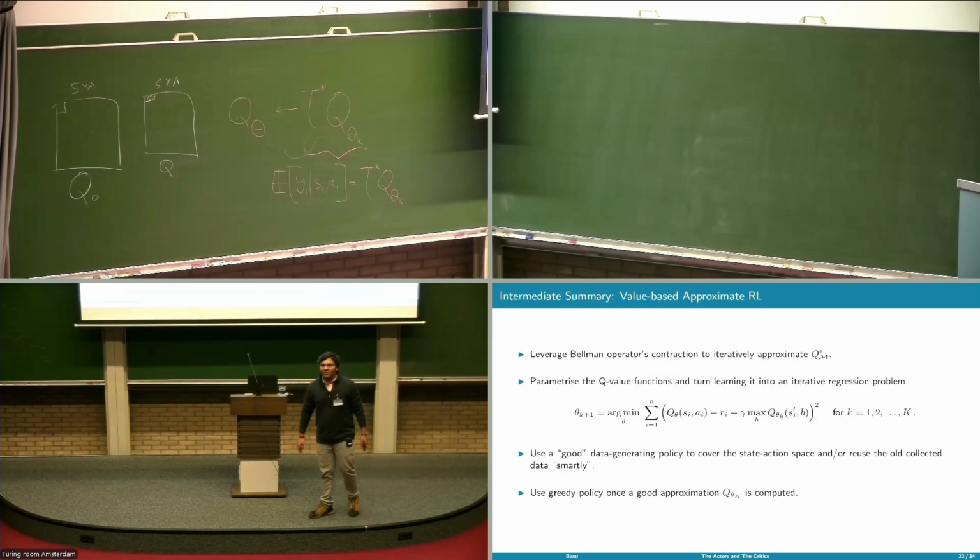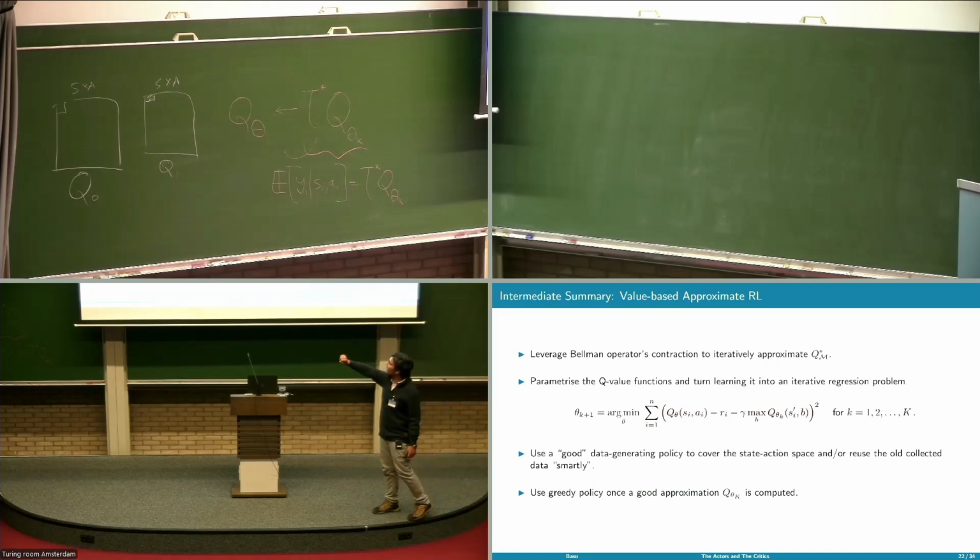Okay, so now we can reach the intermediate summary: we leverage the Bellman operator's contraction to iteratively approximate the optimal Q function. We turn Q function learning into a regression problem where we keep iterating, using the previous iterate of the Q value and solving a regression to get the next parameter value. We have to use a good data generating policy that covers the state action space, or at least reuse the old data smartly. This part we have not talked about, but you can look into the literature, or we can give you material. Then use the greedy policy once your estimate is done. Okay, so that's most of the idea.